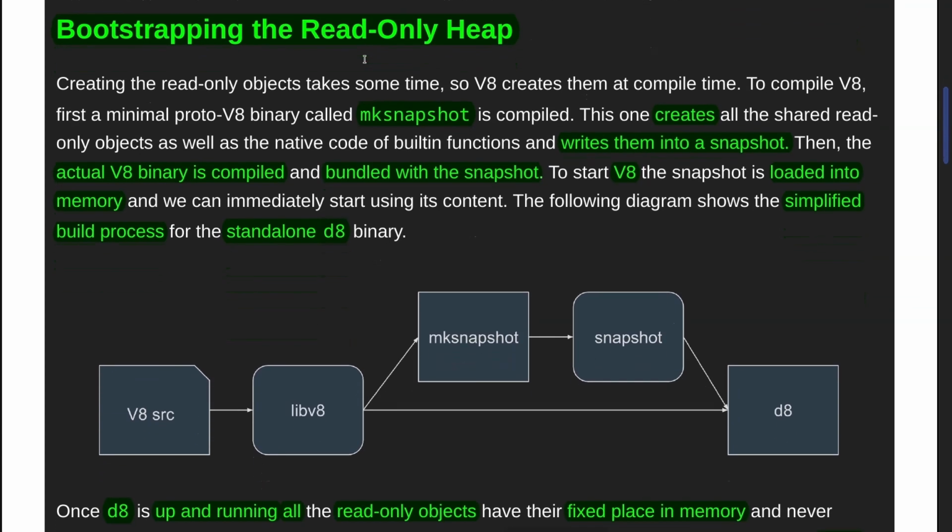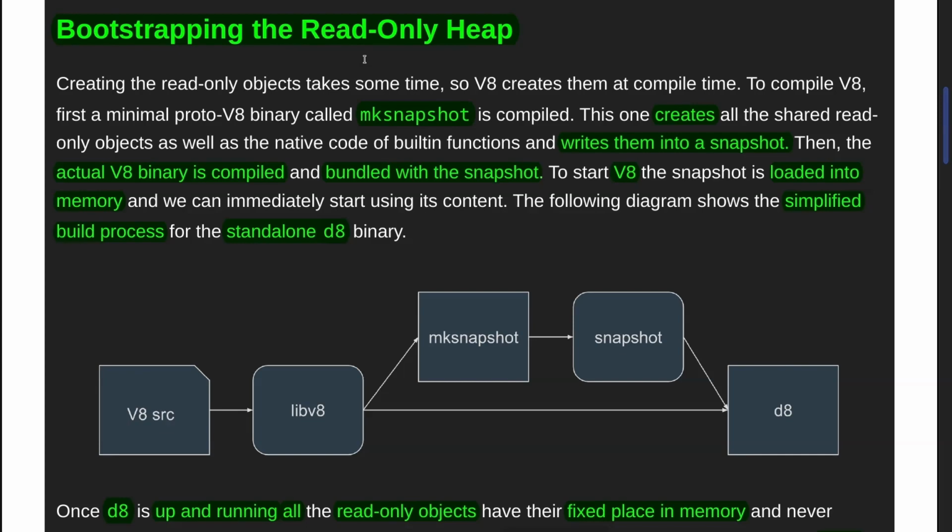So, let's proceed to bootstrapping the read-only heap. Creating the read-only objects takes some time, so V8 creates them at compile time. To compile V8, first the minimal proto-V8 binary called mksnapshot is compiled. This one creates all the shared read-only objects, as well as the native code of built-in functions, and writes them into a snapshot. Then the actual V8 binary is compiled and bundled with the snapshot. To start V8, the snapshot is loaded into memory, and we can immediately start using its content.